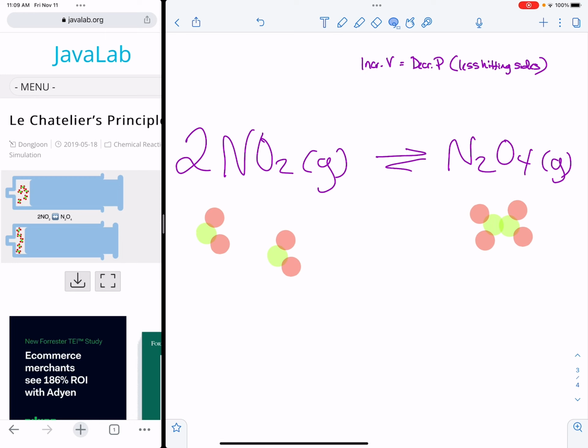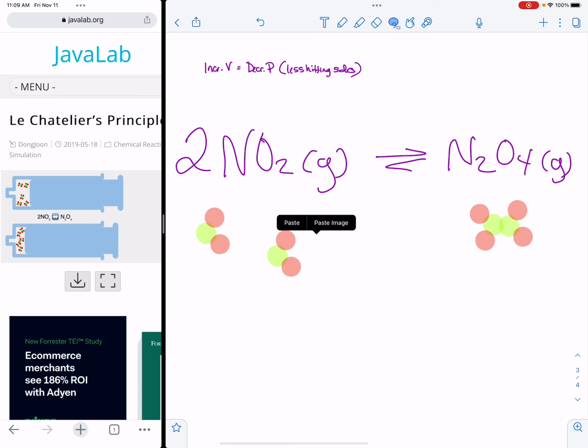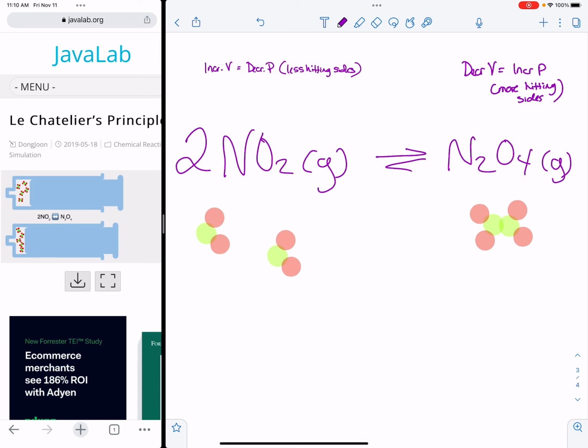So in that scenario, it's going to be more comfortable or just as comfortable to be on this side because you've got more things that can hit the sides. You've got 2 for every one on the other side. And then on this one, if you decrease the volume, that will increase the pressure, which means more hitting the sides. And so that just means for this NO2 over here, this guy, he is going to be a better configuration because you've just got 1 thing hitting the side instead of 2 for every one of those.